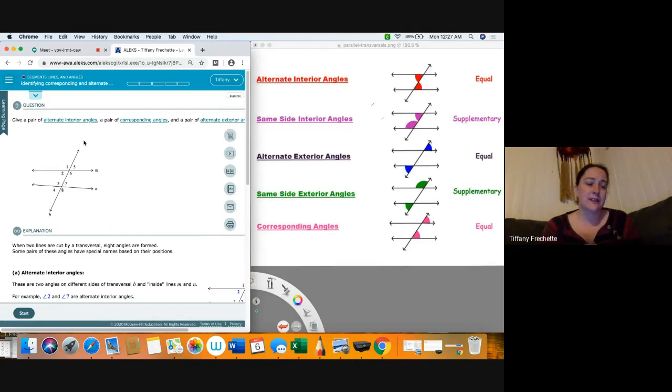transversal. So in this case, we don't have two parallel lines. If you notice, these two lines that are going from side to side look like eventually they would come together if we went far enough. So those are definitely not parallel. But parallel or not, we still call them alternate interior angles, corresponding angles, alternate exterior angles.